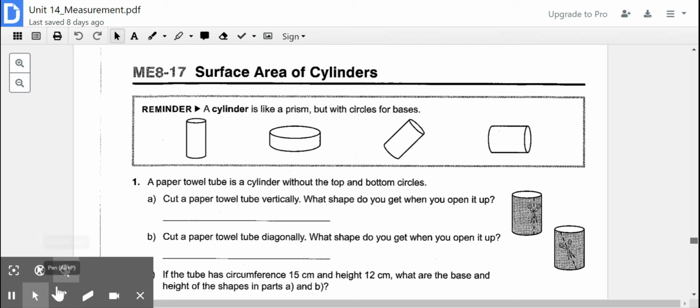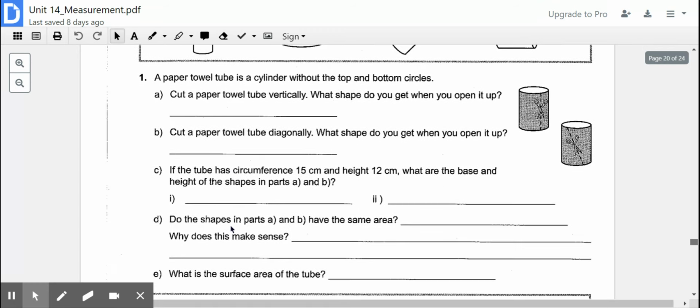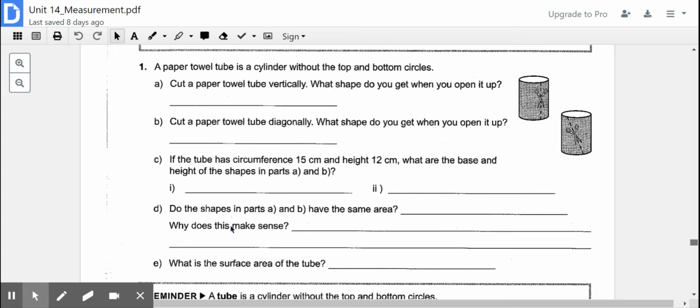Take a look at number one. Number one says a paper towel tube is a cylinder without the top and bottom circles. So just like when the paper towel roll is empty and you're left with the tube, if we were to cut the tube vertically, as they have in the diagram here, what shape would we get when we opened it up, when we unrolled it? So if we took that tube and we unrolled it, we'd end up with a rectangle. It looks something like this. We'd unrolled it after snipping along this edge here.